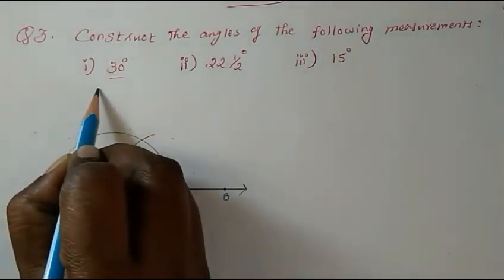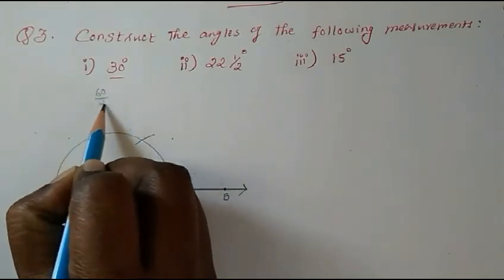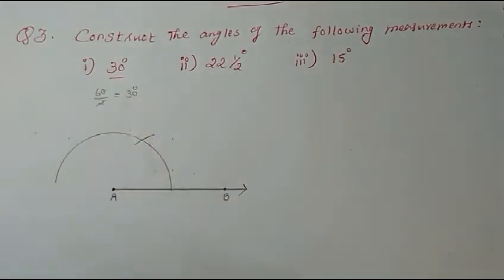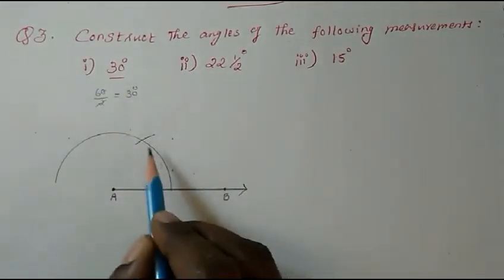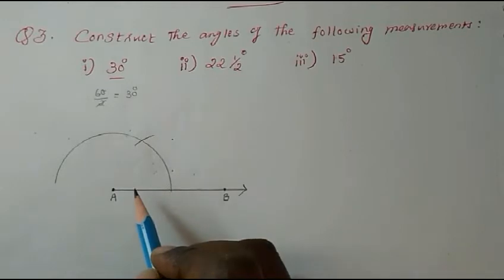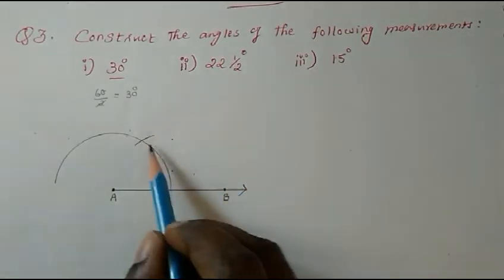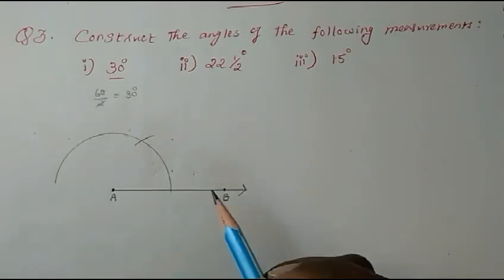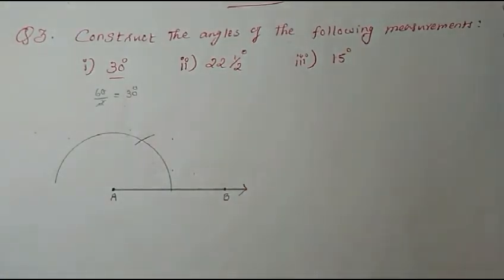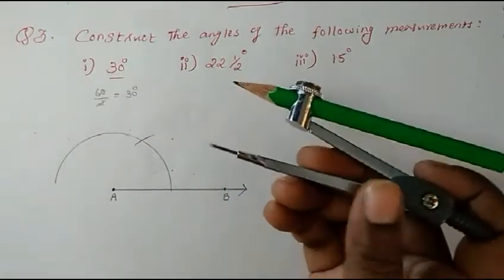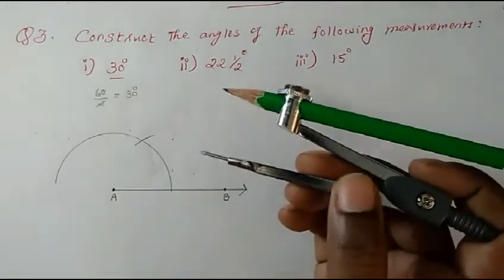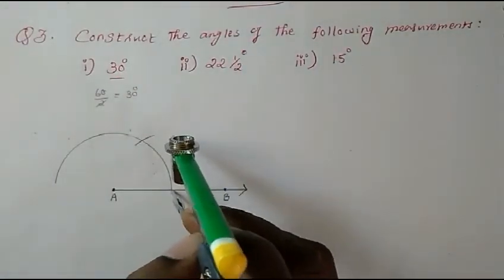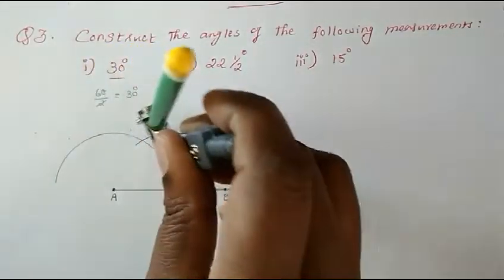Now 60, when you divide, how much will you get? 30, right? So that means for this 60, we have to draw the angle bisector, meaning we divide this angle equally, then you will get 30 degrees. In the introduction part I explained how to divide angles equally. So you can take the same measurement that you have used here.